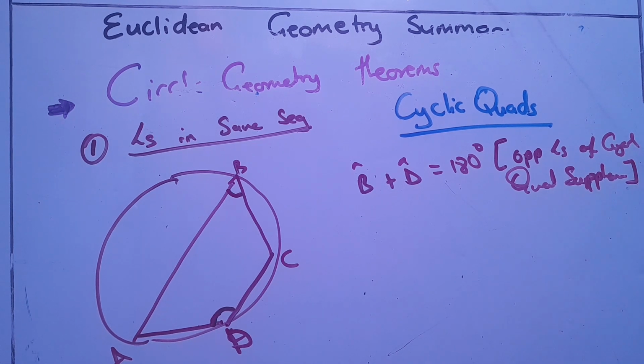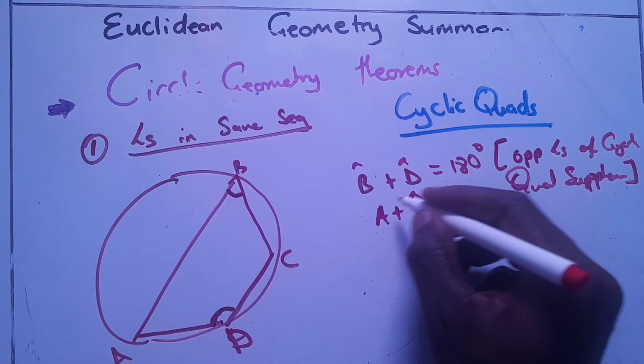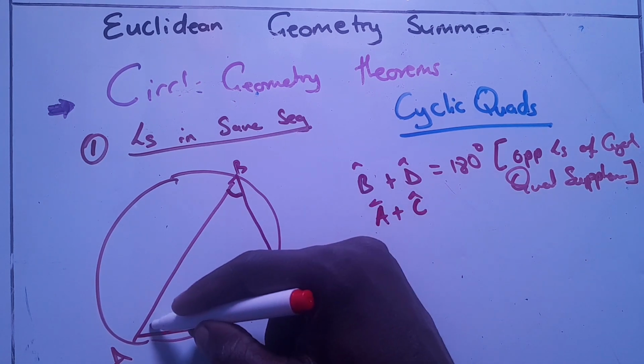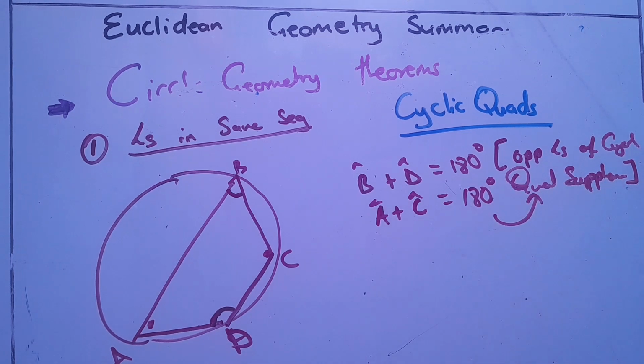We already talked about what is supplementary, right? And it will also mean that our A plus our C, because this C is opposite to this A, also equals 180 degrees for the same reason, right?